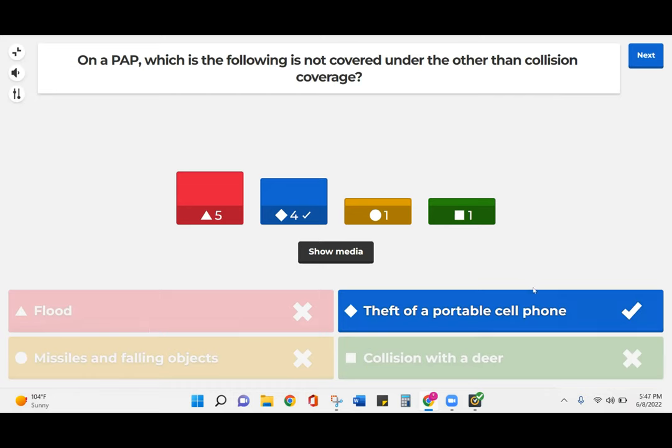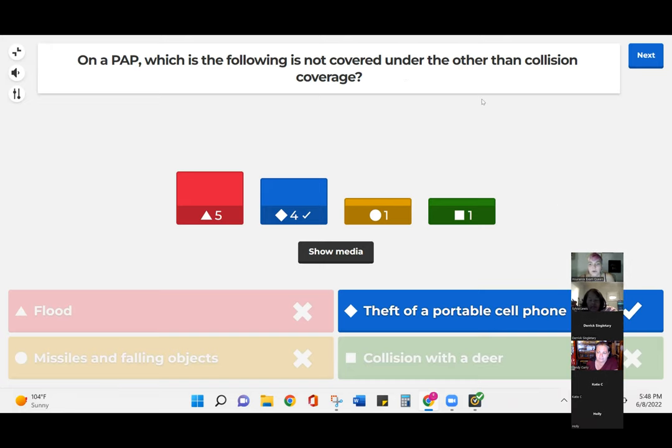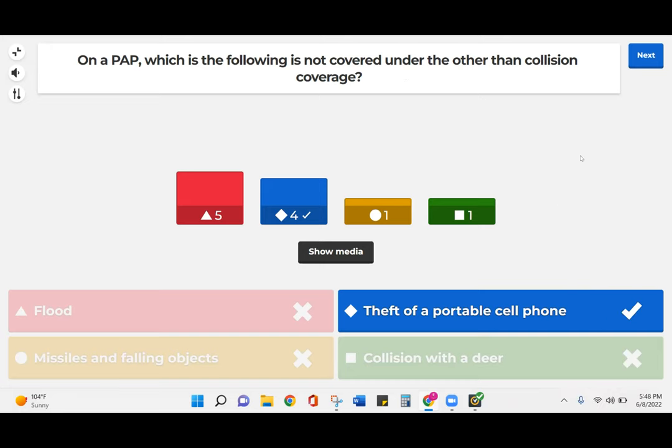Theft of a portable cell phone is not covered. Your car insurance only covers the car, not anything inside. If you have a backpack with a laptop and it is stolen out of your car, you need homeowners or renters for that. Your auto will not cover it. Very rarely do they cover something like your cell phone. Car seats they may cover, but it's not always true. They don't like to cover anything that is not part of the car.